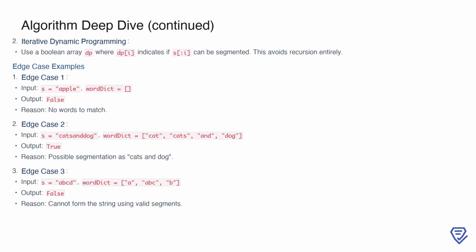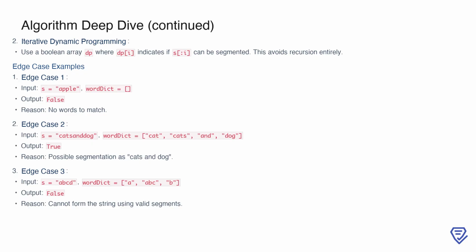Another powerful optimization is to use an iterative dynamic programming approach. Here, we define a Boolean array dp where dp[i] indicates whether the substring s[0:i] can be segmented into valid words. This approach eliminates recursion entirely and focuses on building the solution iteratively.